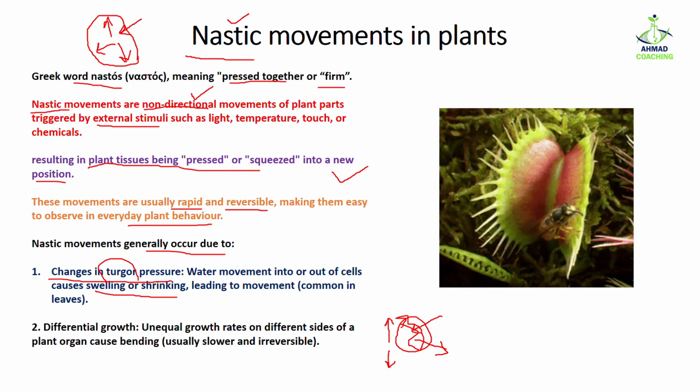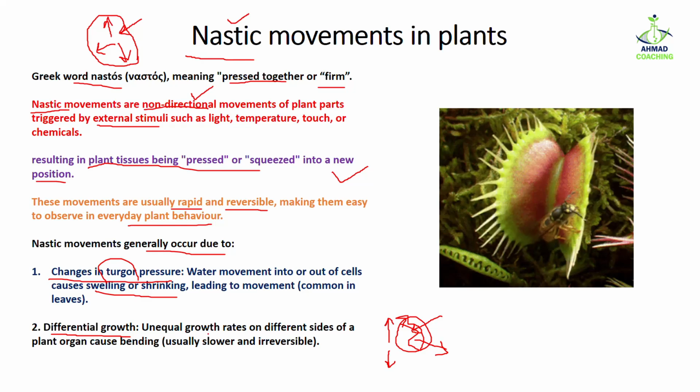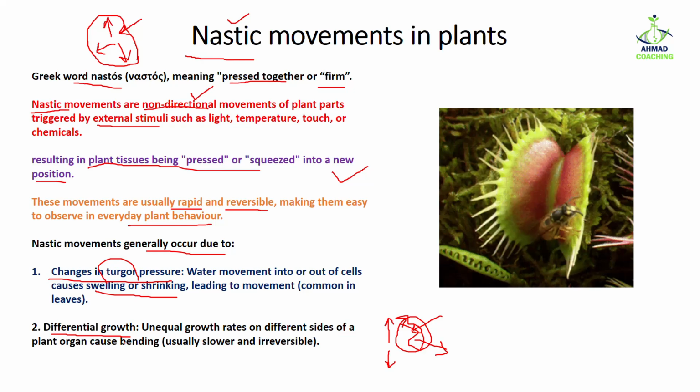The other reason behind the Nastic movement is differential growth. Differential growth means that unequal growth on either side of a plant organ can happen, which can cause bending. This is usually slower and irreversible.